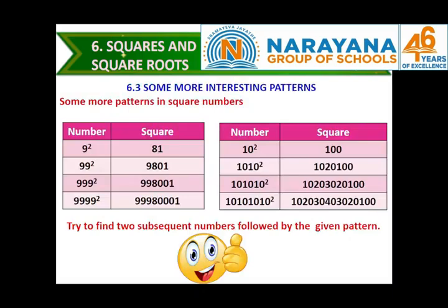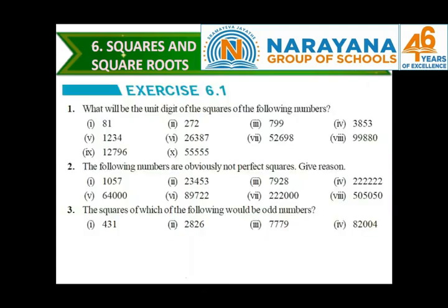Yes, till now we discussed the concepts related to exercise 6.1. I think it is very easy to solve all these problems because we learned the concepts very well. Here the first one is asking about the unit digits. The second one: perfect squares, give reason. Is it a perfect square or not, give reason, so depending on unit digits.